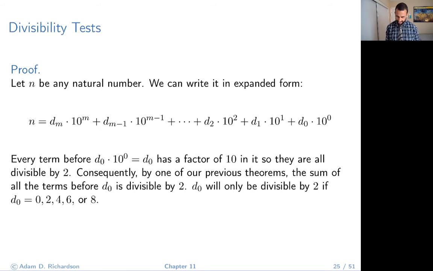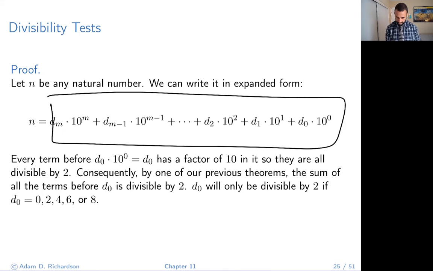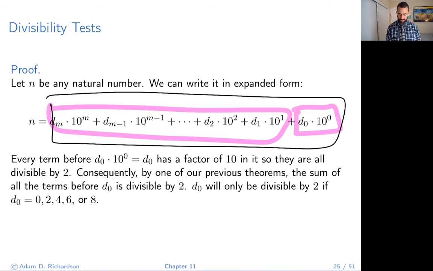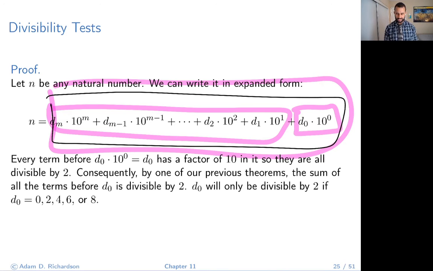So then, if we want to know if the whole number is divisible by 2, all we have to do is check the very last number here. And if that number is divisible by 2, and we know that this is all divisible by 2, then the whole thing is divisible by 2. That's the idea. All right, I hope that makes some sense. If it doesn't, I can explain it again.